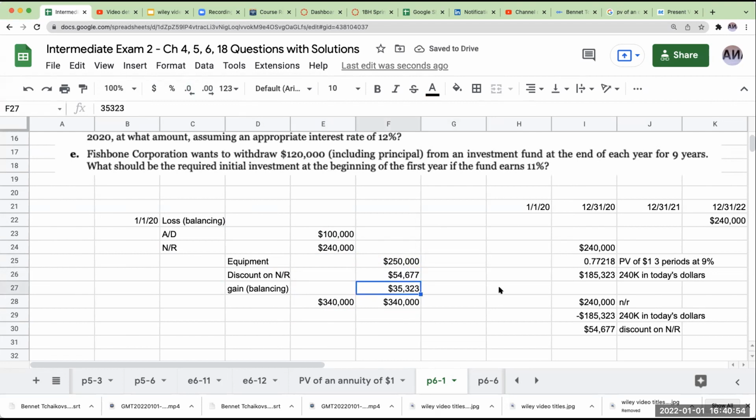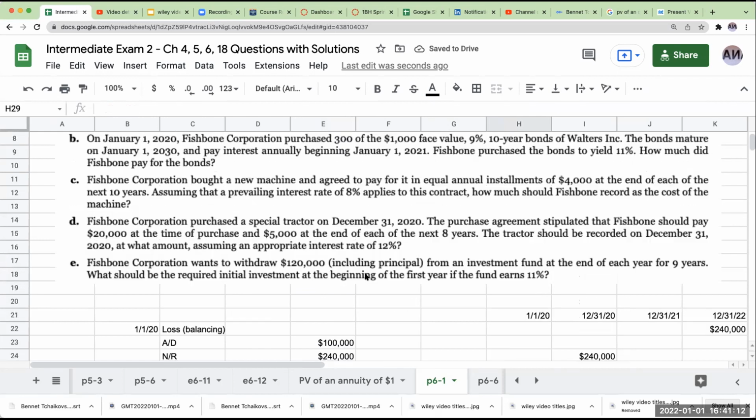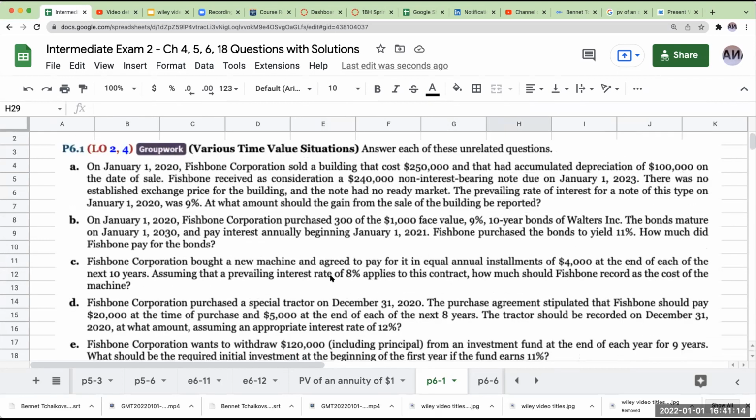Another way of looking at this: I had a book value of my equipment of 150. I'm getting a note. The note value in today's dollars is 185,323. So I'm going to have a gain of 35,323. So that's letter A.